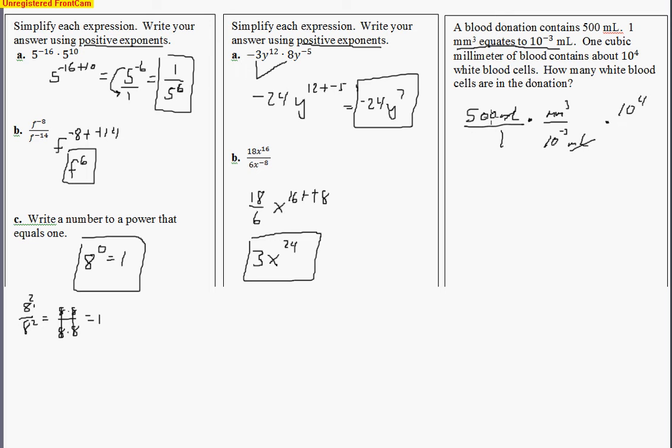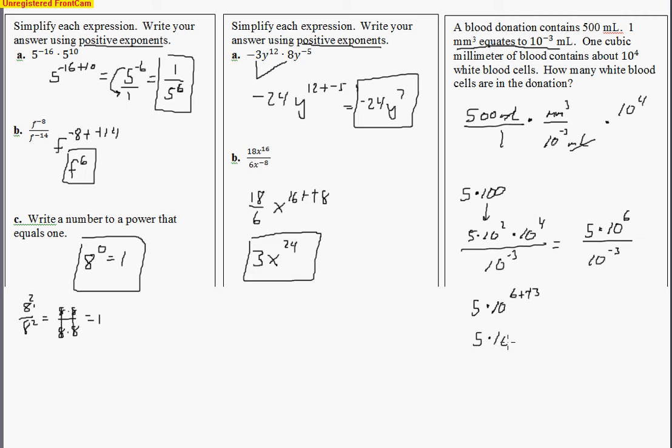I now need to multiply all the numbers across, and so I've got 500. I'm going to change 500 to 5 times 100, and 5 times 100 is 5 times 10 to the 2nd. Then I'm going to be multiplying by 10 to the 4th, and then dividing by 10 to the negative 3rd. I'll go ahead and combine these 10s, and that leaves me with 5 times 10 to the 6th power, all over 10 to the negative 3rd. Using the division rule, I subtract the exponents. Minus negative 3 makes a plus positive, so now I'm left with 5 times 10 to the 9th power.